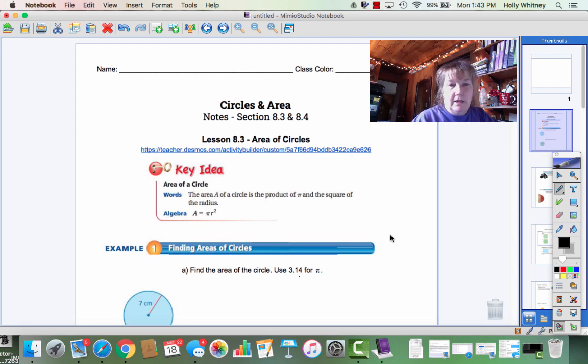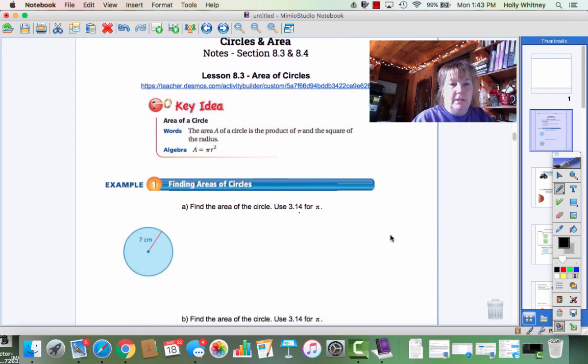The key idea here is that the area of a circle is just pi times the radius squared. When we were doing circumference, we were talking about circumference being pi times the diameter. The difference is that in area, you use the radius and you square it. So radius squared means that you multiply the radius times the radius.